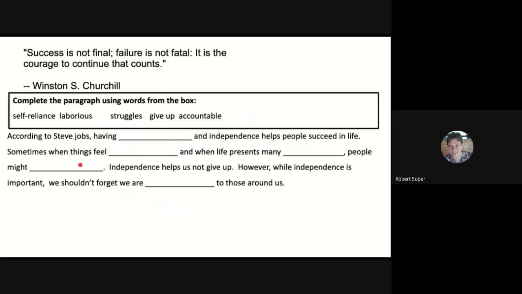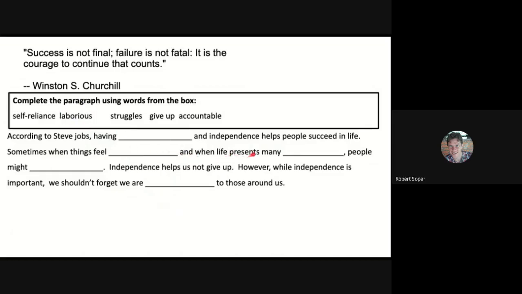Here, sometimes when things feel laborious, okay, so a synonym for laborious would be difficult, so that works here. Sometimes when things feel difficult, yeah, that works. So we have laborious, that can go there instead.